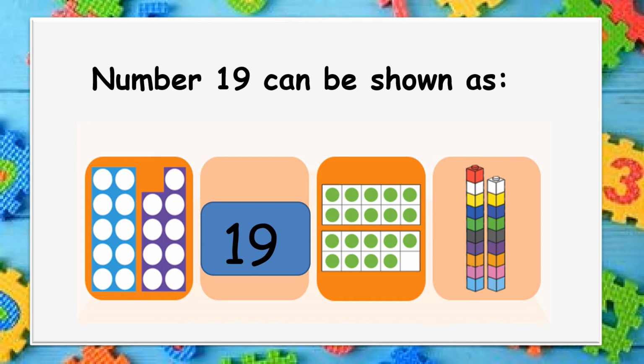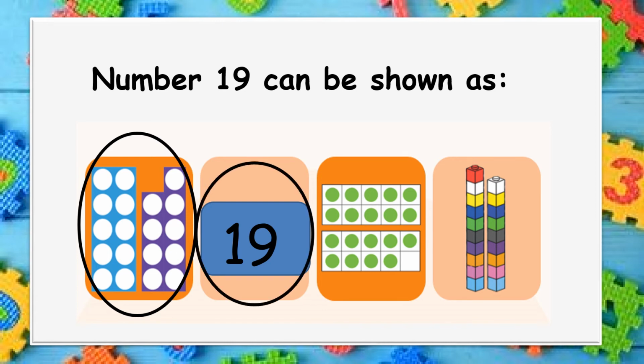Next is number 19. Number 19 can be shown as 10 dots plus 9 dots makes 19. In number, we write 19 like this, 1 and 9. In 10 frames, 19 is like one 10 frame has 10 dots and another 10 frame has 9 dots. That means one 10 frame has 10 and another 10 frame has 9. 10 plus 9 is 19.